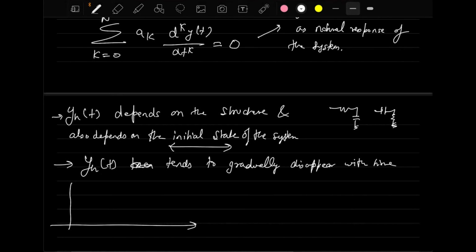Suppose you have a capacitor with a voltage V0 here. If you want to plot the yst response of the differential equation that we were discussing for this particular circuit, its trend will be something like this. The capacitor may do something like this, and finally it will go away. Finally it will become zero.